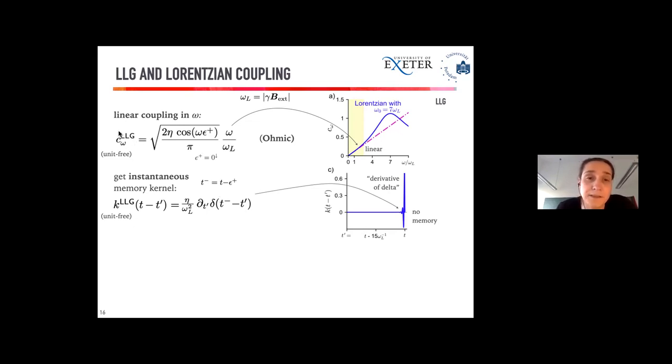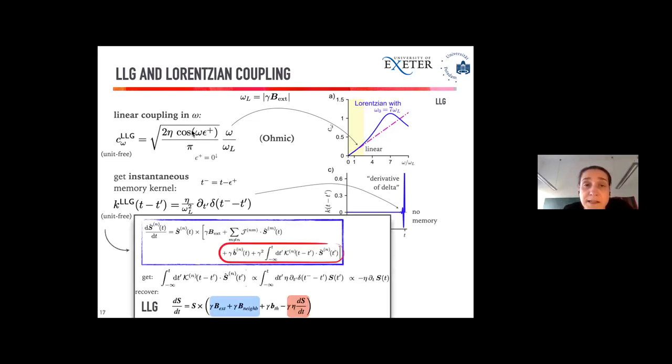Good, so the kernel that corresponds to this coupling function is a no-memory kernel, right? This derivative of the delta function. I believe you all know all of this. So the point of choosing this linear coupling function is that when we plug that into our general spin dynamics equation, this, of course, simplifies a lot. This kernel here that takes into account the memory now simplifies to just give this term, this derivative of S with respect to t, and in front of it is this Gilbert damping parameter.